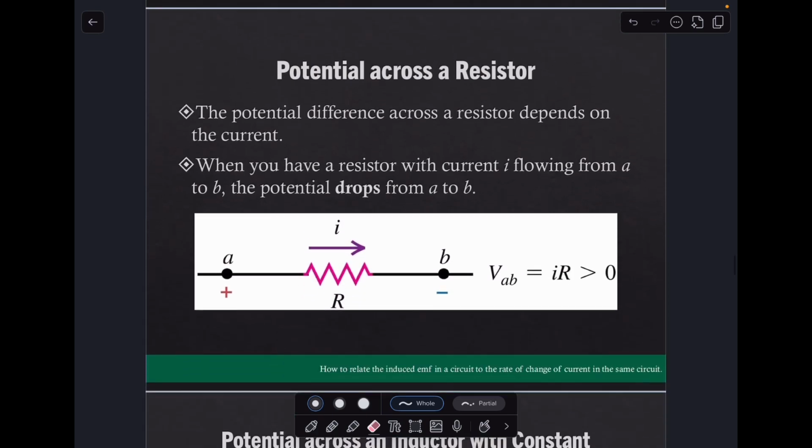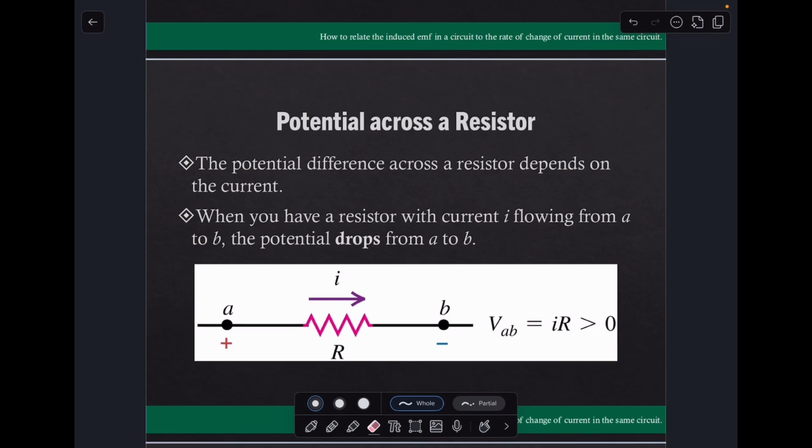Now, let's compare an inductor to a resistor. So you may recall how to find the voltage across a resistor, right? You're simply applying Ohm's law, V equals IR. So this potential is going to be equal to the current flowing through the resistor times the resistance itself. And this potential is going to get smaller as you go from left to right.